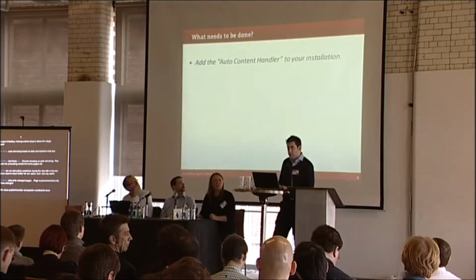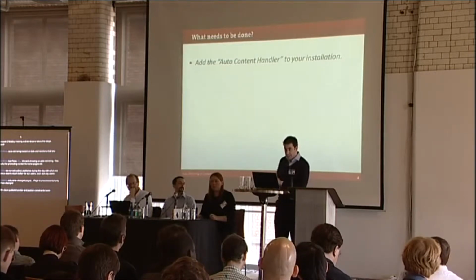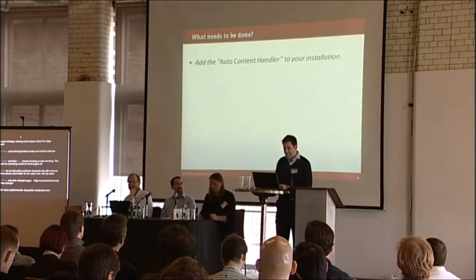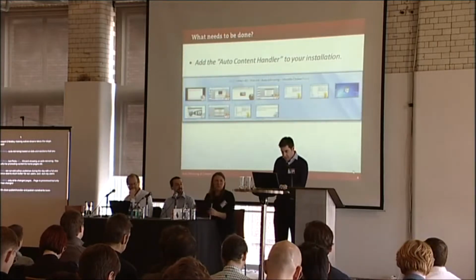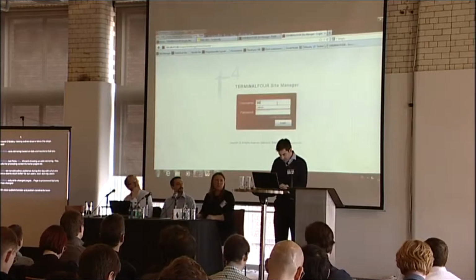So how do we go about and do this? I've got a nice little list for me to actually keep on track as to how we do this. The first thing we'll need is obviously a 7.3 installation, but also you'll need to make sure that the auto content handler has actually been installed. So let's go in and show you how you do that. If I just log into the software here.